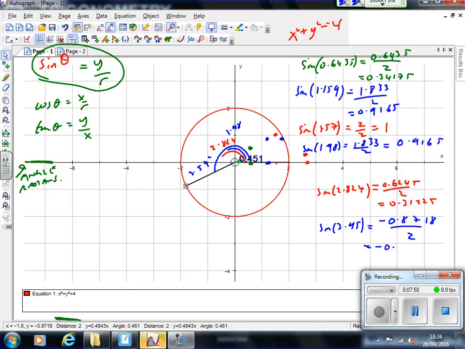So this is 0.4359. So this time we're 3.95 round, which is about there, and we're 0.435 down, so that's going to be about there. So notice now we're below the x-axis. Let's do a bit more.